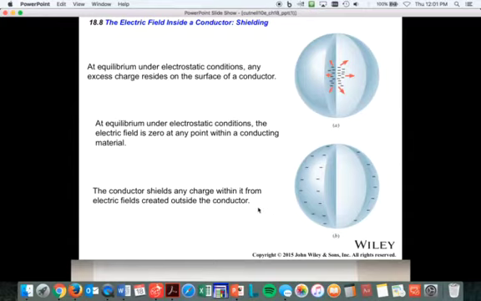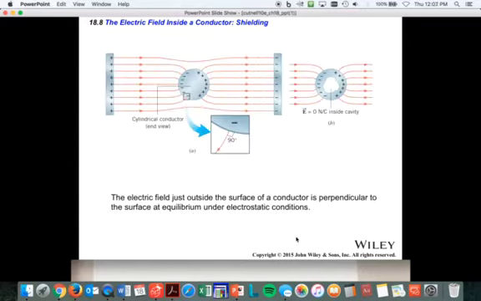The conductor shields any charge within it from electric fields created outside the conductor. In other words, this is why black boxes on airplanes have a metal outer casing. Your computer has metal casings because any electric field is going to be attracted to this negative charge and nothing gets inside to the workings of what's going on inside there. Okay.